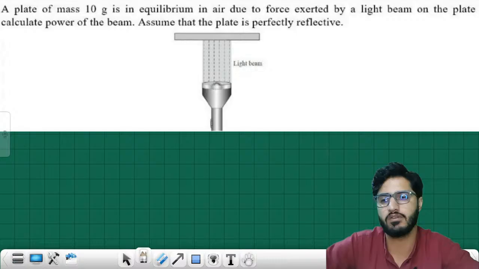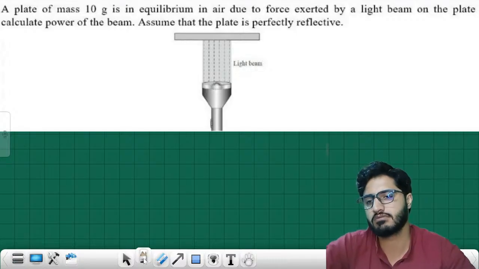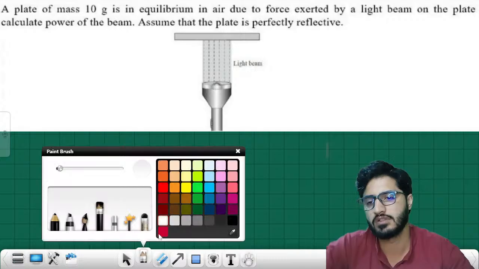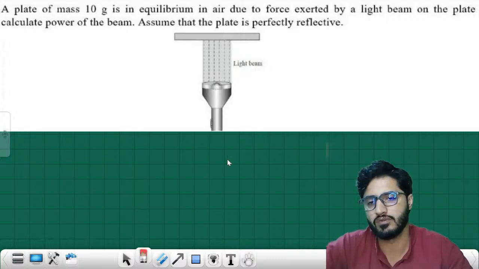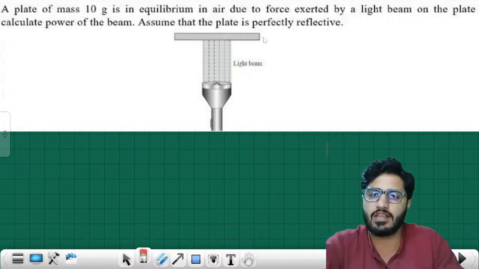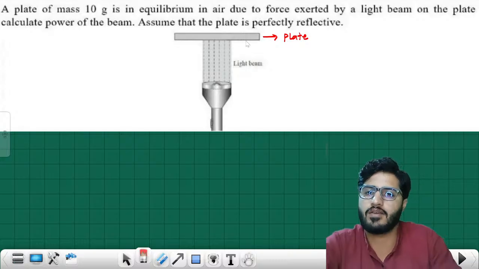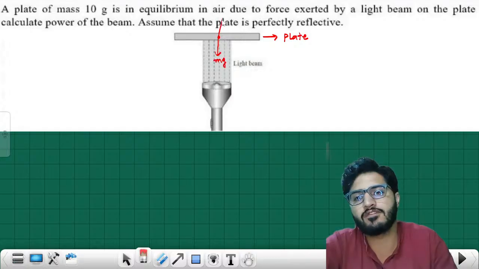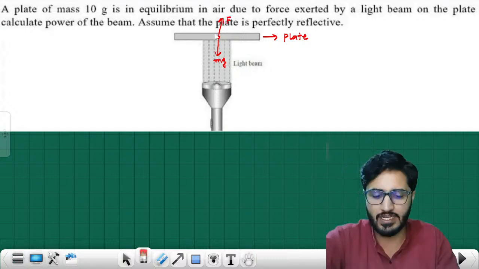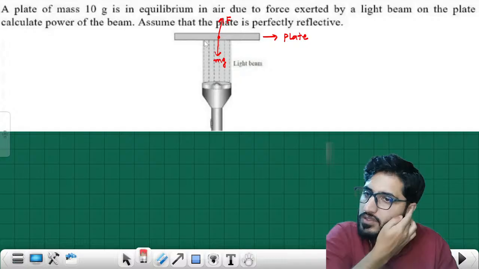I request you to please just think about it once. You will find a clue. So here we are having this plate. It has a mass m. If the mass is m, you know gravity will act downwards, mg. It is in equilibrium, that means some force is acting upwards. So what do we have to find out?